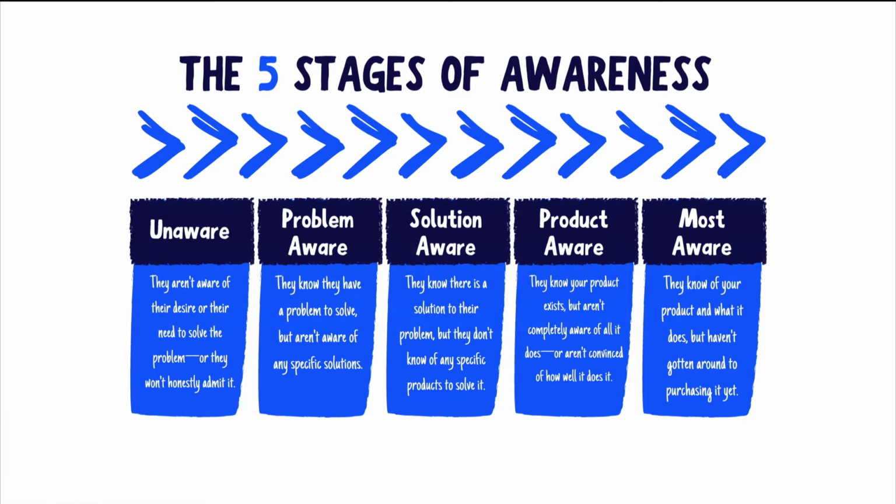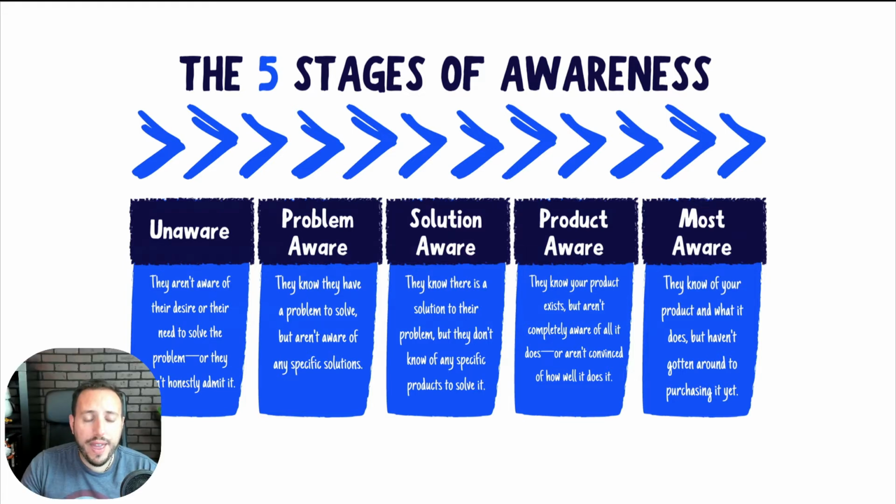So looking at this chart that I put together, let's break down each stage real quick. And then after that, we'll go into even more detail and I'll show you examples for each of the stages. So basically, the unaware stage, this is where the prospect is not aware of their desire or their need to solve a problem, or maybe they just won't admit it. That's considered unaware. Then you have problem aware. This is where the prospect knows that they have a problem to solve, but they aren't aware of any specific solutions.